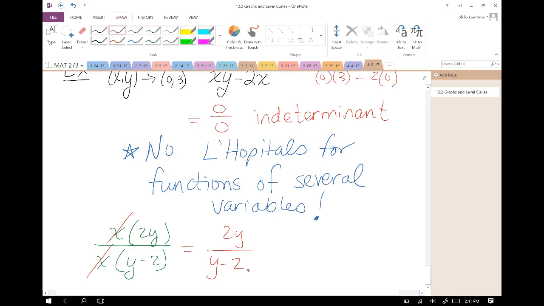We only have y's left. And what did they say our y value is approaching? 3. It's approaching 3. So this is 2 times 3 over 3 minus 2, which is 6.